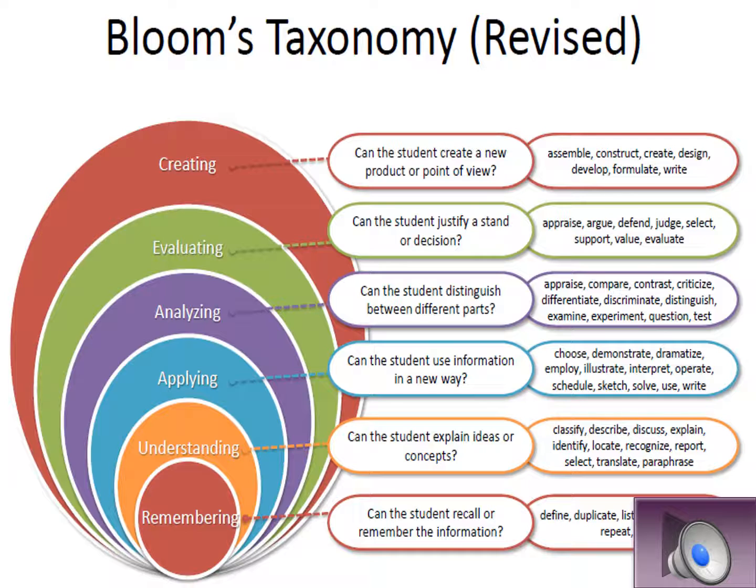And at the highest level of Bloom's taxonomy, which you will not reach on a daily basis, and that's okay, is the creation level. This is where the student is going to use the information that they've gained and create a new product or a new point of view to demonstrate their understanding. So constructing, creating, designing, formulating, writing, developing, assembling, these are all good creation verbs that you can use if you're pushing your students to this highest level of cognition.